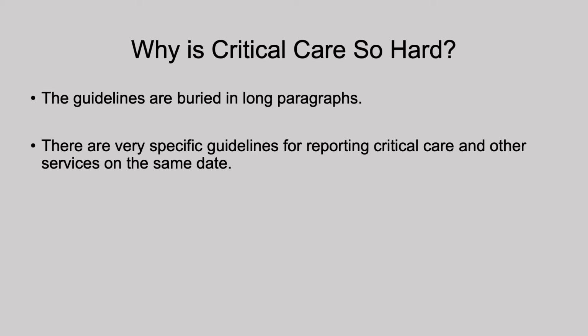Finally, one of the problems with critical care services is that the guidelines are very, very specific, detailed guidelines, but they're buried in long paragraphs. So you have to really look carefully to point them out. I would go through and underline what is important in the guidelines, but they're just long, long paragraphs. There are also very specific guidelines for reporting critical care with other services on the same date. If the patient is not in critical care, they need critical care, or the other way around, do you report both services or do you report only one?